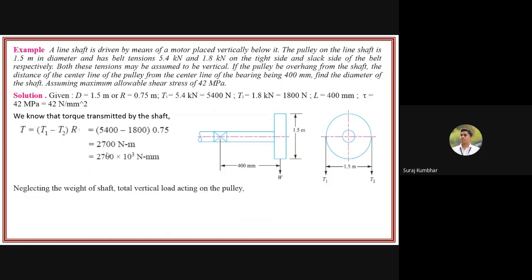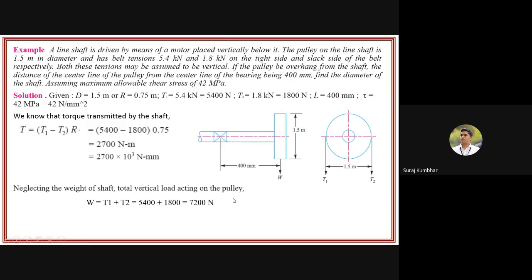Now, neglecting the weight of the shaft, we have to find the total vertical load acting on the pulley. Here you need to neglect the weight of the shaft. So how to find it? W, the total load acting on the pulley, is nothing but T1 plus T2, the addition of T1 and T2. So 5,400 plus 1,800 is equal to 7,200 Newton. That is the vertical load acting on that particular pulley.